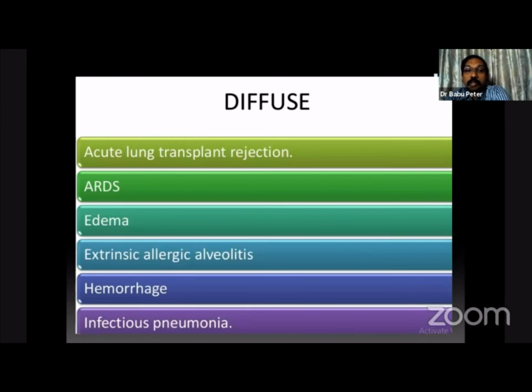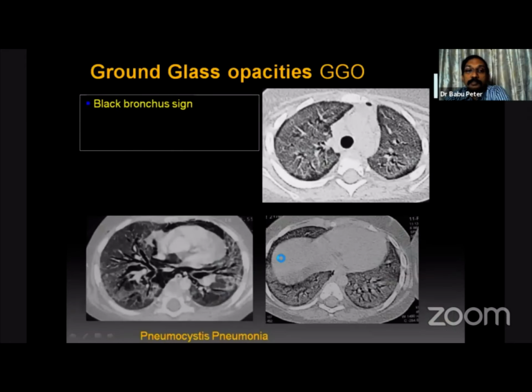In the diffuse causes, it can be due to pulmonary edema, pulmonary hemorrhage, or ARDS. It can also be seen with extrinsic allergic alveolitis or due to infections. So this is ground glass opacification, which can be seen in Pneumocystis carinii pneumonia, where we can see the black bronchus-like appearance through the ground glass areas.